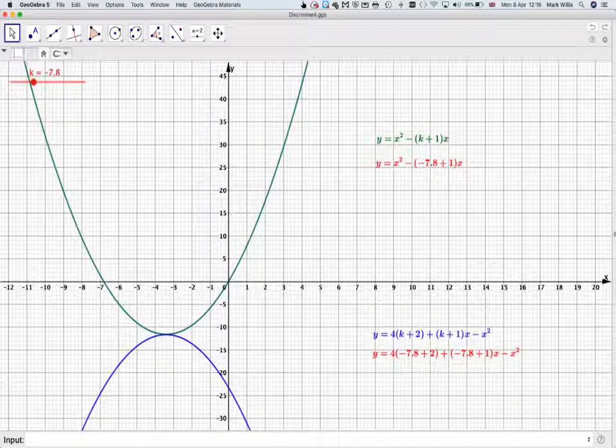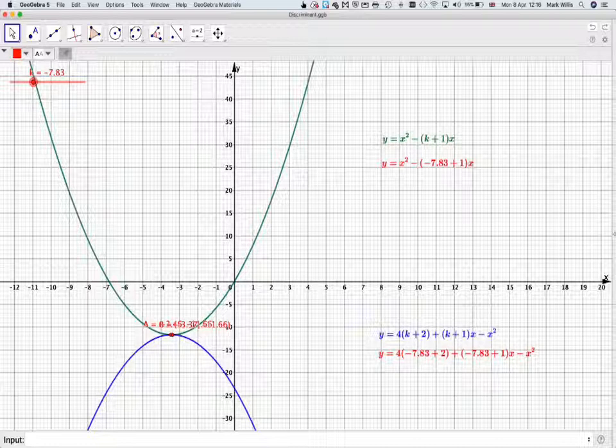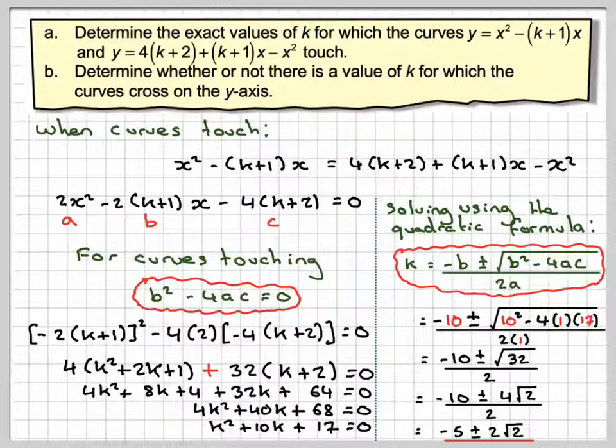Just to get that. Okay, about there, minus 7.83, which is where they meet as well. So that's what we've just found, the two values of k. However, the values of k are irrational numbers.